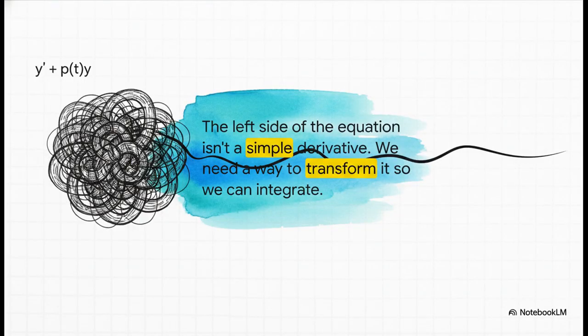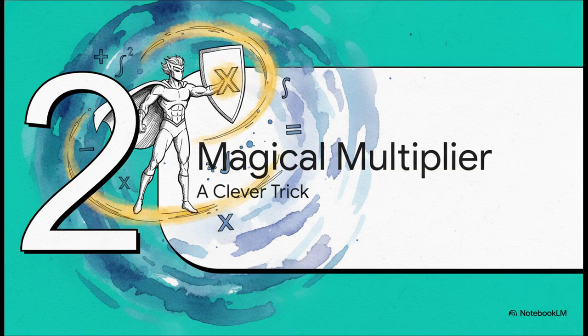The real headache is on the left side of that equation. That expression, y prime plus p of t times y, it just doesn't look like the result of any of our basic derivative rules, like the product rule or the chain rule. If it did, we could just integrate to go backwards. So that's our entire goal here. We need to transform that expression into something that is clearly the result of a derivative. So how do we actually do that?